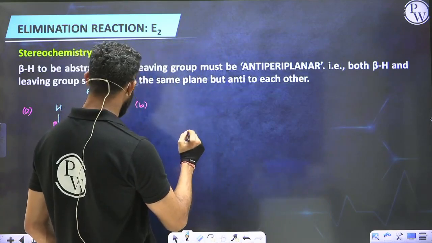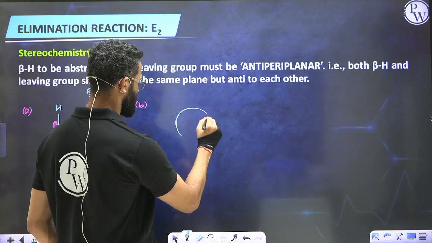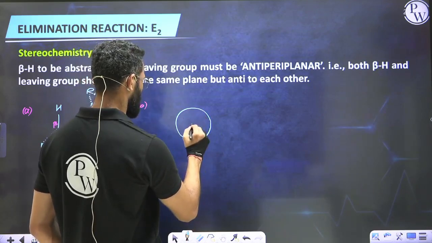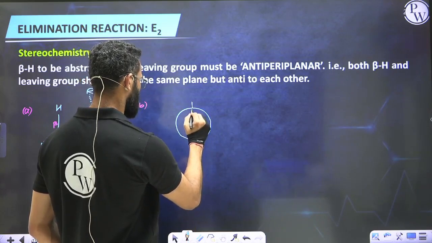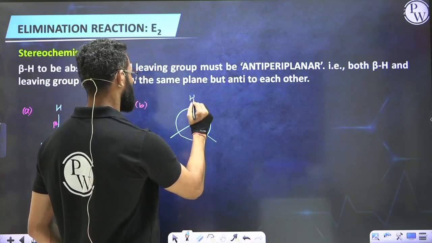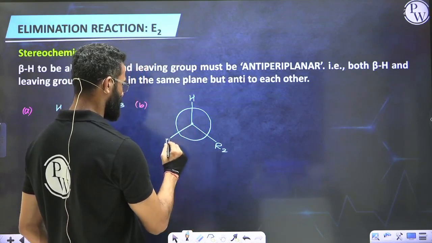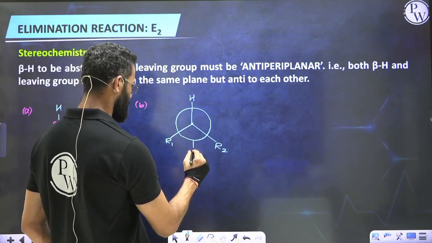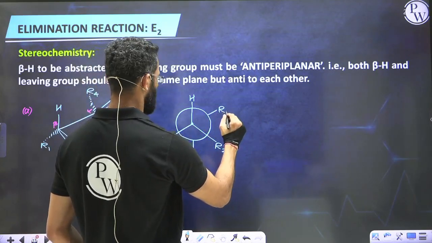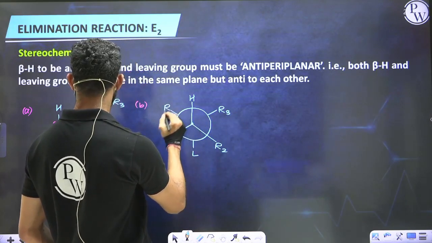Let's say, alright. Now this is the front carbon. So that is the hydrogen atom, R2, R1, the leaving group, R3, and this is R4.